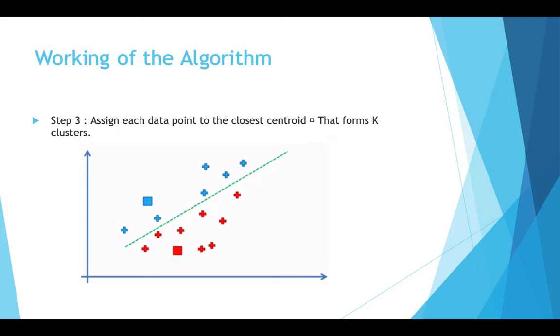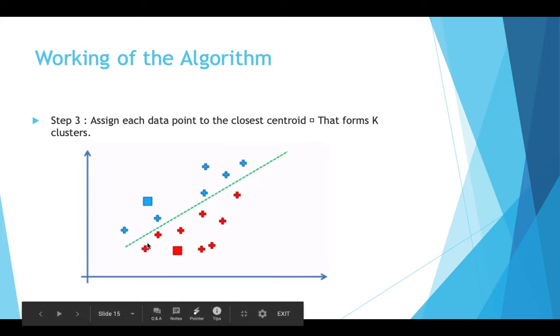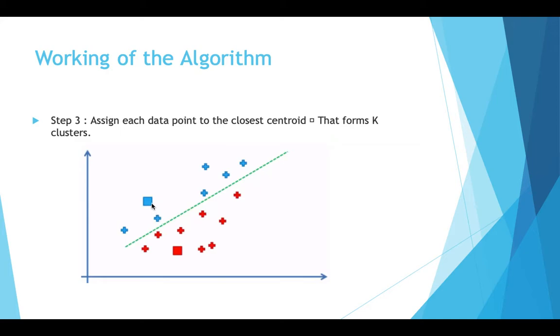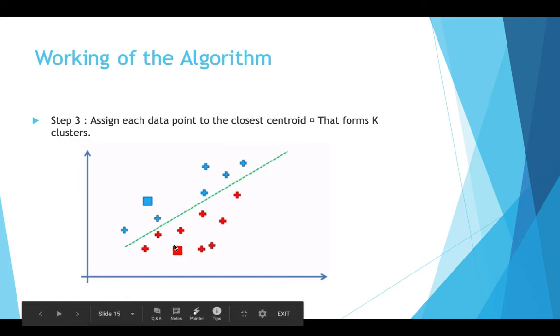Then assign each data point to the closest centroid. That forms the k clusters. Dataset points would be allocated to the centroid which is closest to them. So you can see here, we are going to calculate the distance between all the points and the centroids. Those data points which are closest to the blue centroid belong to the blue cluster, and the data points which are closest to the red centroid belong to the red cluster.